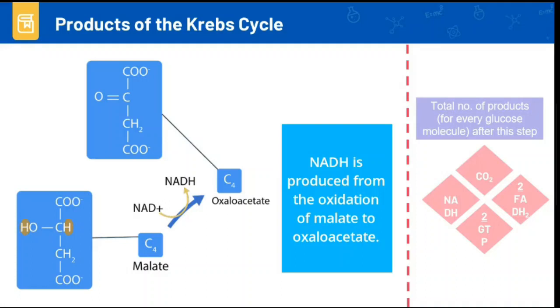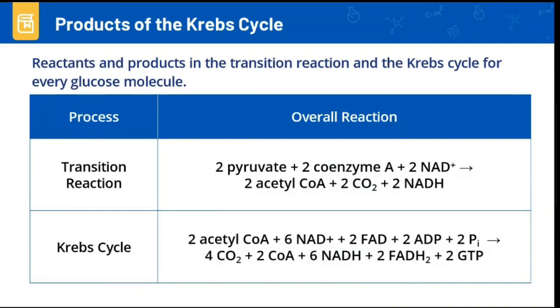Now, the GTP produced in the Krebs cycle has the same function as the ATP. So it can be considered equivalent to your two ATP molecules since pareho lang sila ng function. It will be readily available to be used by the cell. So here is the overall reaction for your transition reaction in your Krebs cycle.